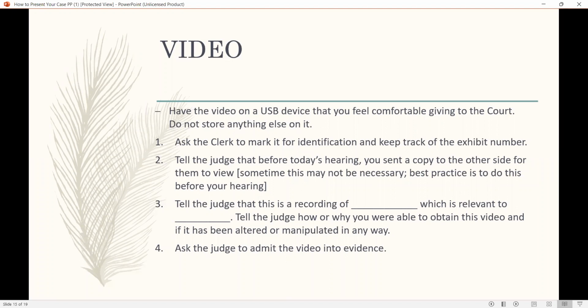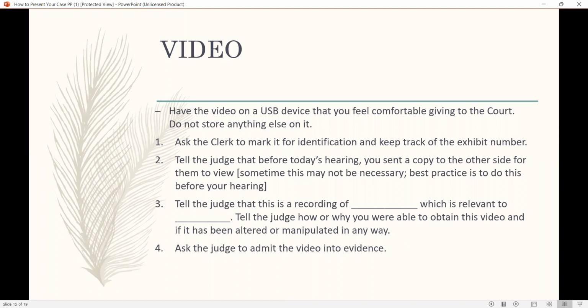So ask the clerk to mark your USB for identification. Keep track of the exhibit number. Tell the judge that before today's hearing or trial, you've previously sent a copy to the other side for them to view beforehand. Sometimes this step may not be necessary, but it's best practice to do this before your hearing. Find a way to send them a copy of this USB or send them an email with the video on it, or even a text message.